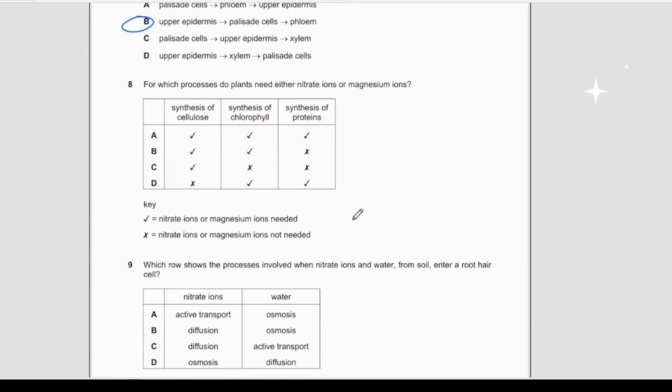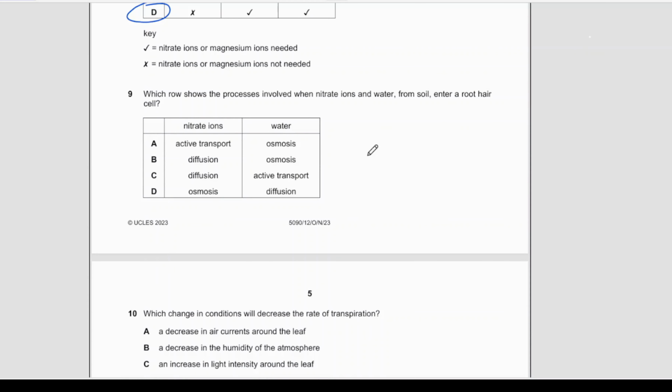Okay, let's move back to it. For which processes do plants need either nitrate or magnesium? Magnesium is needed for chloroplast, and nitrate is important for synthesis of proteins. So our answer would be D. Which row shows the processes involved when nitrate ions and water from soil enter a root hair cell? Nitrate ions we have already discussed. Nitrate ions move through active transport, and water moves through osmosis.